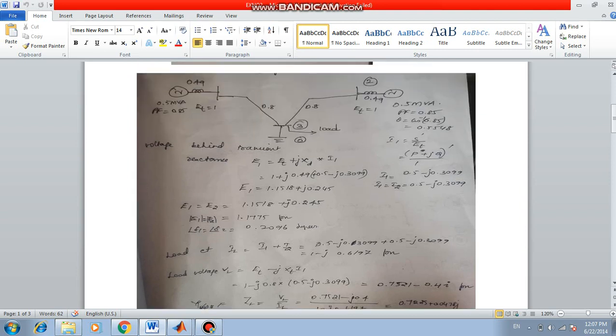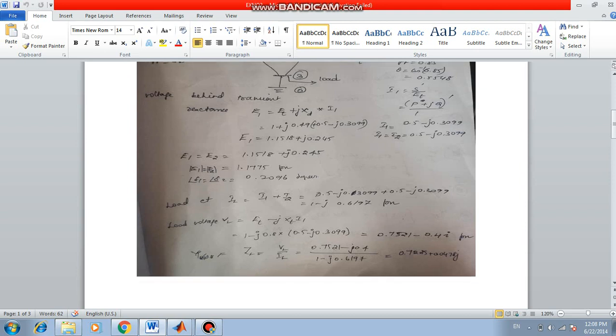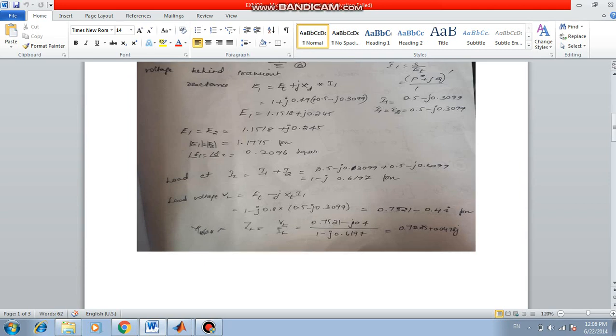From this you can calculate the load current IL, which is nothing but I1 plus I2. I1 I have calculated by the formula S dash divided by ET. What is S dash? It is the apparent power complement, P plus JQ dash, divided by ET, which is 1. So you can calculate I1 as 0.5 minus J 0.3099. I1 and I2 are equal, so adding both you get the total load current, 1 minus J 0.6197 per unit. Then you will get the load voltage VL. Load voltage VL is ET minus J into XT into I1. So we can calculate the load voltage VL also.